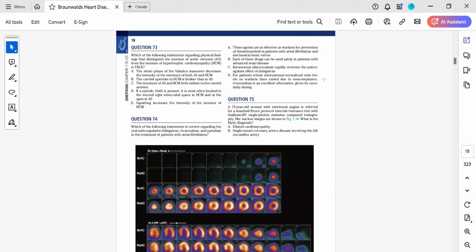So the answer from the book is C. So C is true. It says direct thrombin inhibitors, dabigatran, and factor Xa inhibitors, rivaroxaban and apixaban, are non-vitamin K antagonist oral anticoagulants approved by the U.S. Food and Drug Administration for the prevention of stroke in patients with non-valvular AF. Each of these agents has been shown to be non-inferior or superior to warfarin in efficacy and to produce less serious bleeding than warfarin.